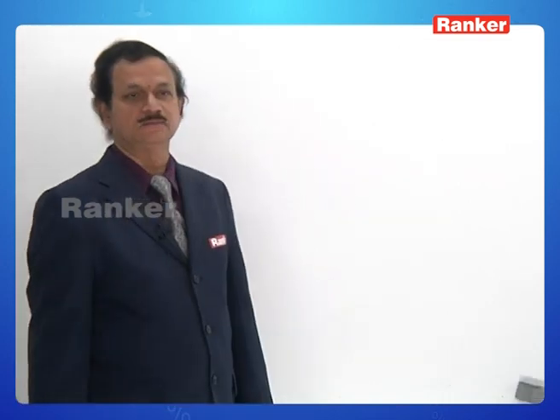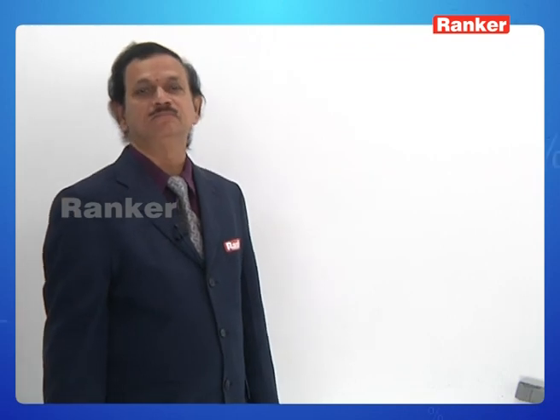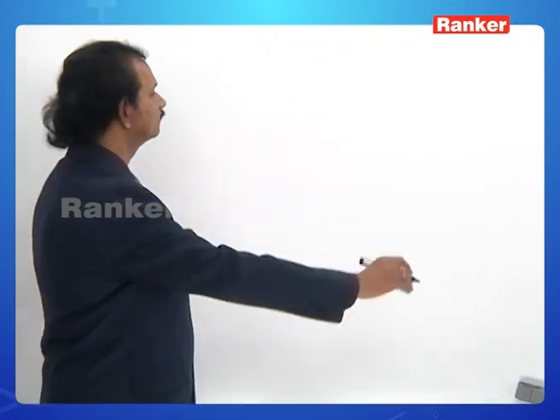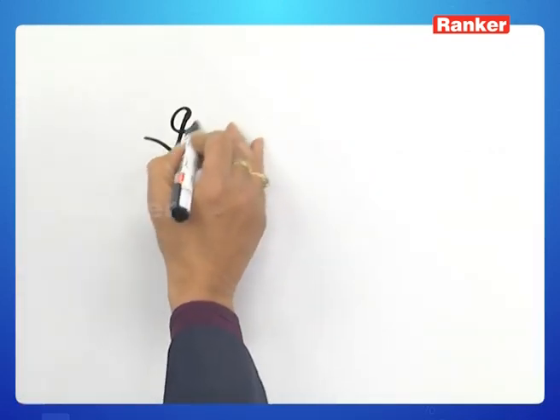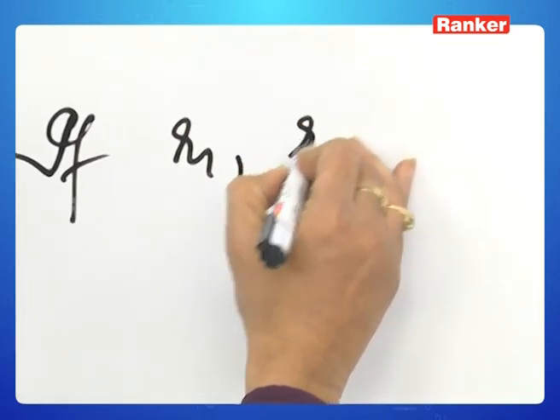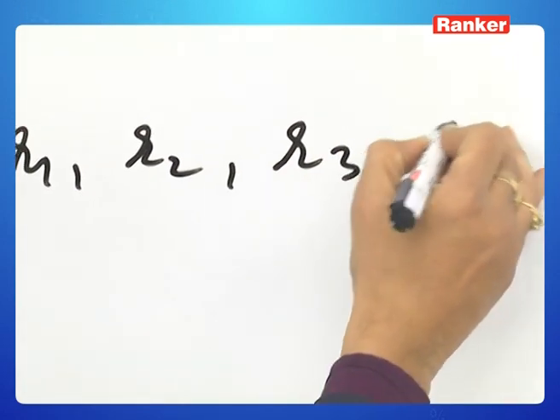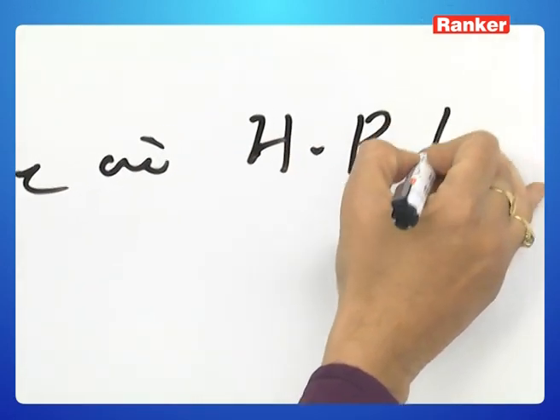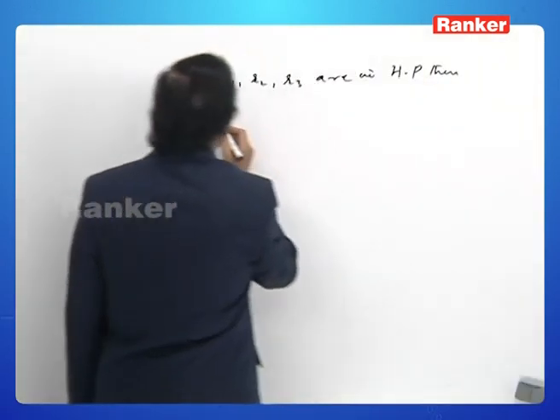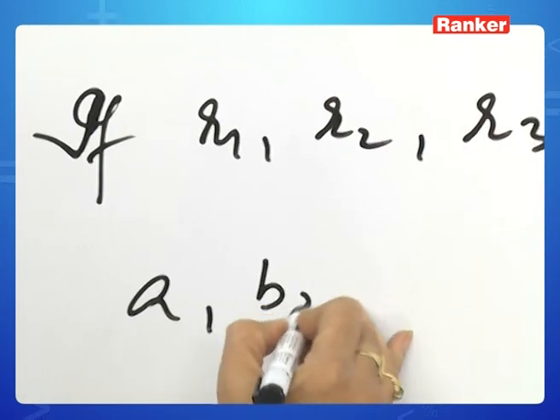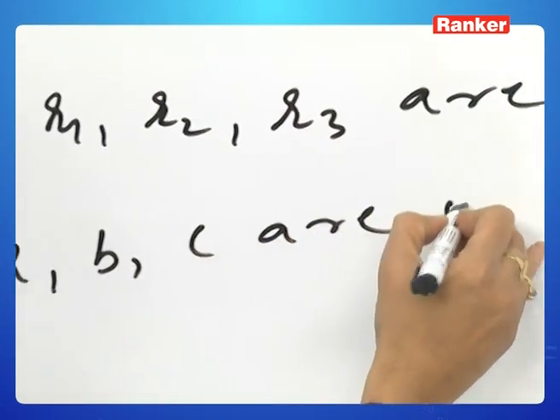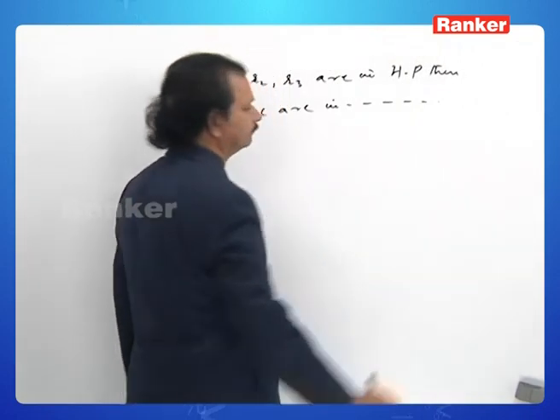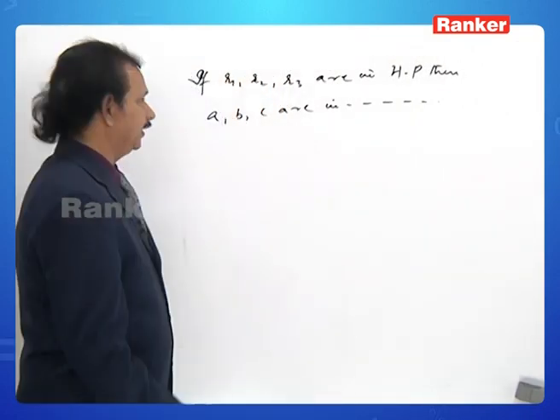There is another problem, theoretical problem. If r1, r2, r3 are in HP, then a, b, c are in? That is the question. Okay.